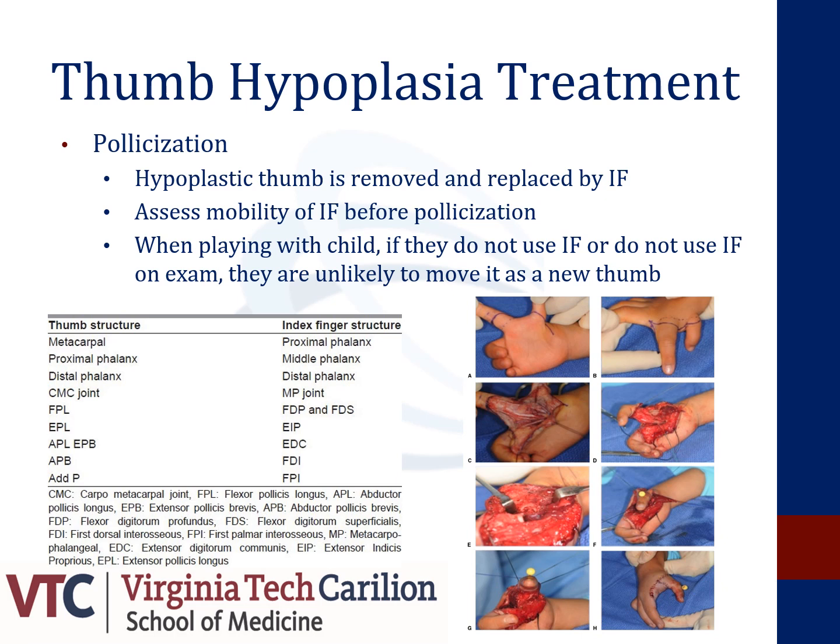Early pollicization is often more favorable for neuroplasticity. Outcomes often are dependent upon the preoperative status of the index finger. And there are many complications associated with this procedure, including vascular compromise, scarring, stiffness, and limited motion.